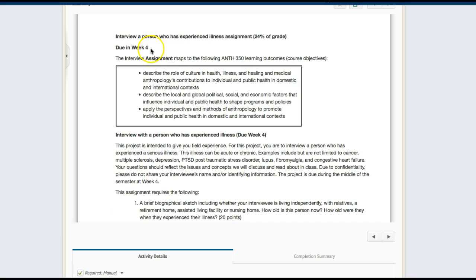So for week 4, you are asked to interview a person who has experienced an illness. This is worth 24% of your total grade. And this project is intended to give you real-life field experience. So for this project, you are asked to interview a person who has experienced a serious illness. This illness can be acute or it can be chronic. Examples include, but are not limited to, cancer, multiple sclerosis, depression, post-traumatic stress disorder, lupus, fibromyalgia, and congestive heart failure.